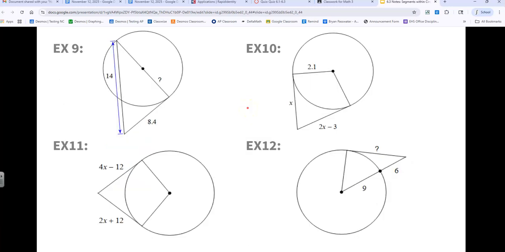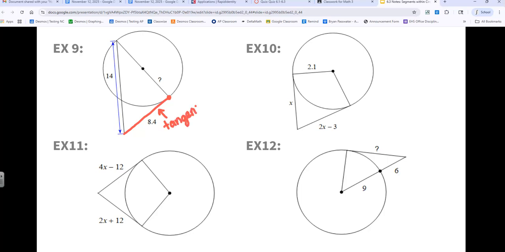All right, so let's look through some of these. Here, I have a line right here. What would I call that line right there? What name would it have? Is it a tangent, secant, chord, diameter, radius? What is it? Not a chord. It is a tangent.